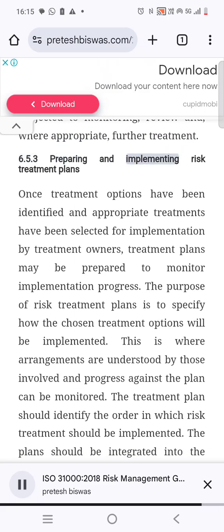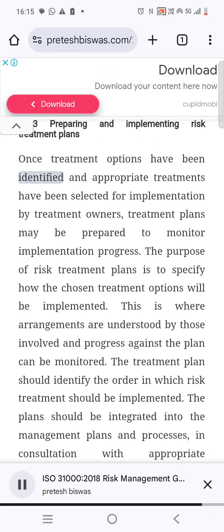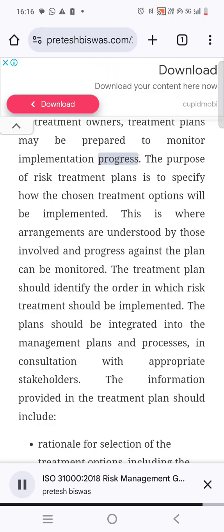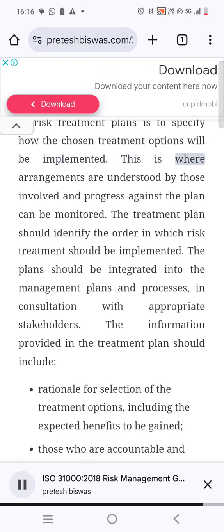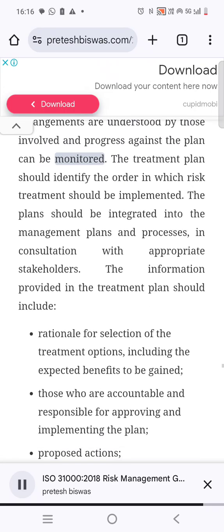6.5.3 Preparing and implementing risk treatment plans. Once treatment options have been identified and appropriate treatments have been selected for implementation by treatment owners, treatment plans may be prepared to monitor implementation progress. The purpose of risk treatment plans is to specify how the chosen treatment options will be implemented. This is where arrangements are understood by those involved and progress against the plan can be monitored.